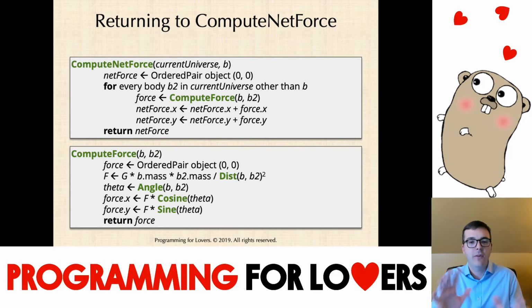So how is it that I can figure that out? Well, I need to figure out the direction that force is being exerted in. So I have a body, B, I have some other body, B2, and I need to determine what that angle is. And I could do a little trigonometry there and determine that angle. And then once I have that angle, remember my formula that if I have a magnitude F, well then the force in the x direction is just going to be that magnitude times cosine of theta, and the y component of the force will be the magnitude F times sine of theta.